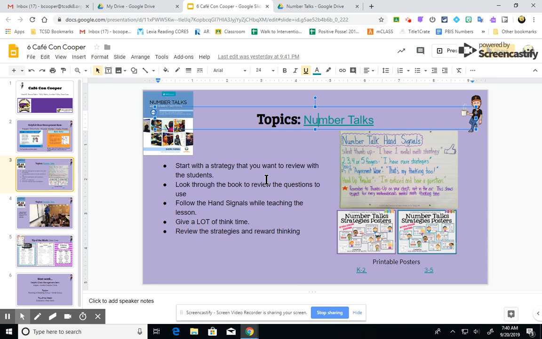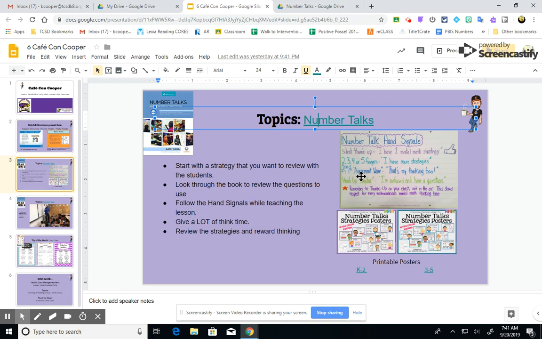A number talk is where you pose a math problem, and you give the kids some think time. There are specific gestures. You're going to put a thumb up saying that you're thinking, and then you're going to put a finger up when you have an answer and a strategy to match that, and then continue on as many as you can. Give think time till you see everyone has one or two strategies, and then you can stop and have them discuss how they did it.